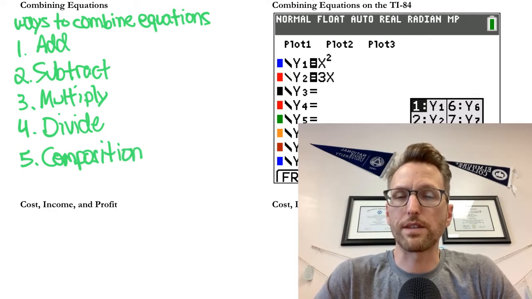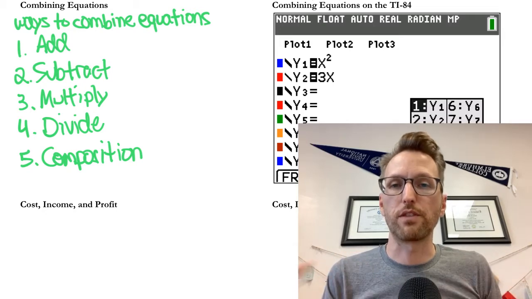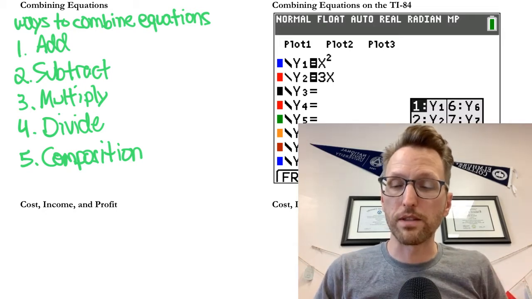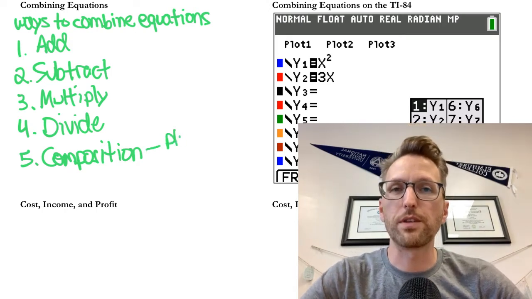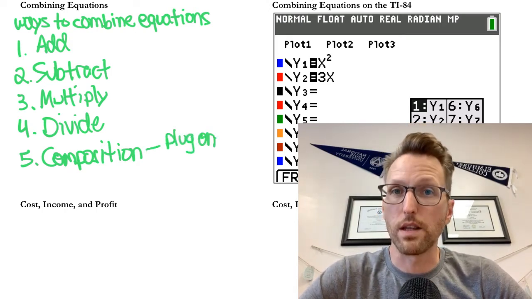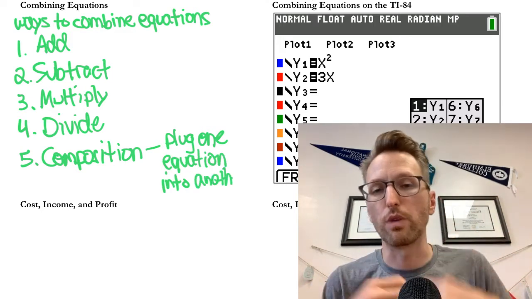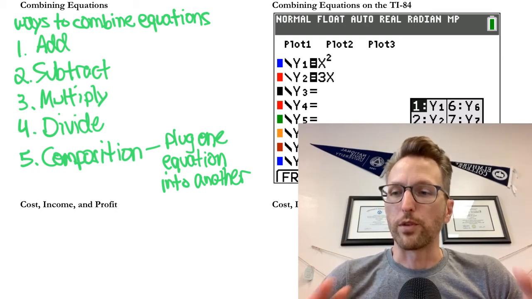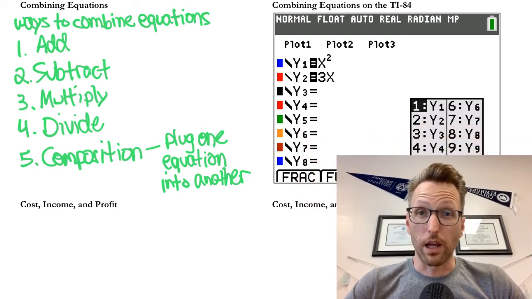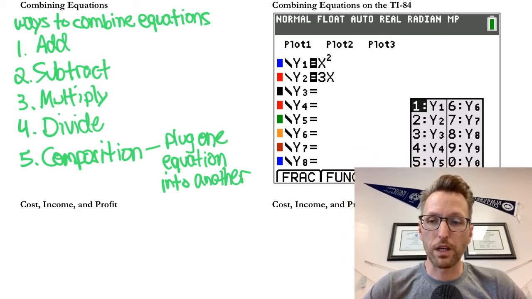But a composition is kind of like in music where you combine different sounds together from different instruments and make it into something unique. So a composition of functions is where you plug one into the other. Again, like music, where you take one sound and you plug it into what you're composing. Okay, so those are the 5 ways to combine equations, and the shortcut on the calculator is pretty cool.